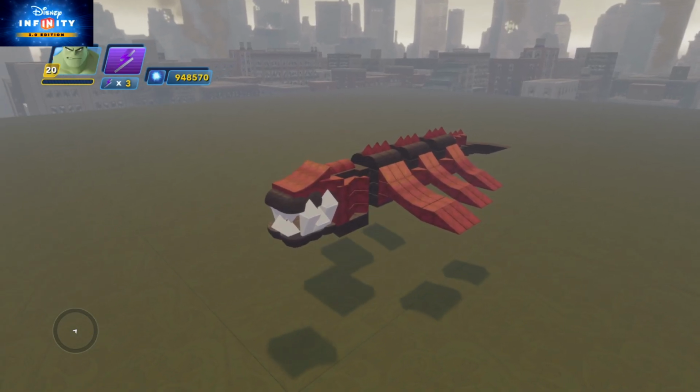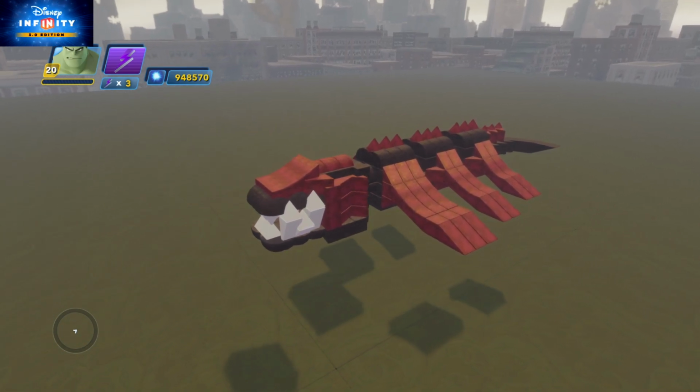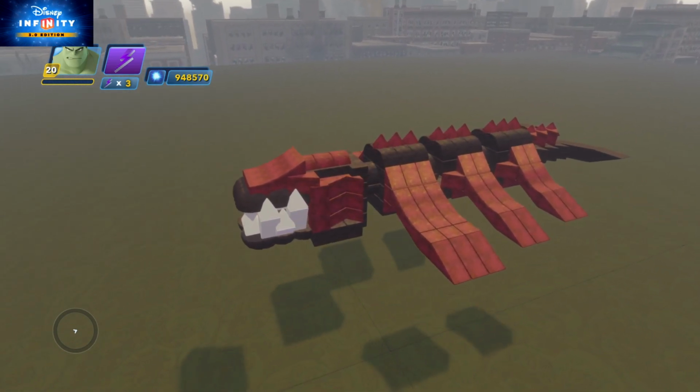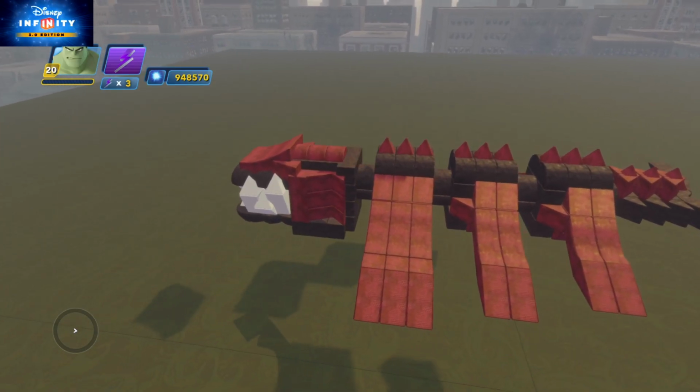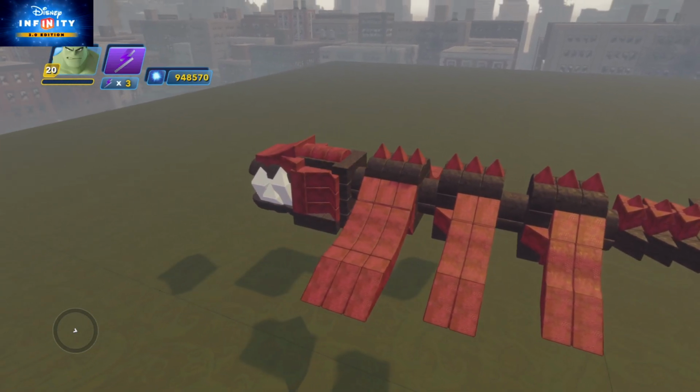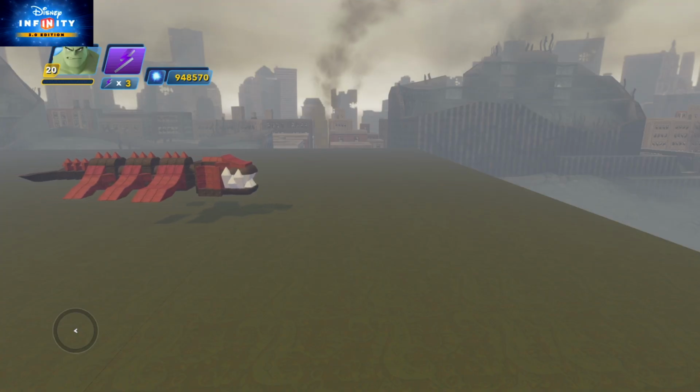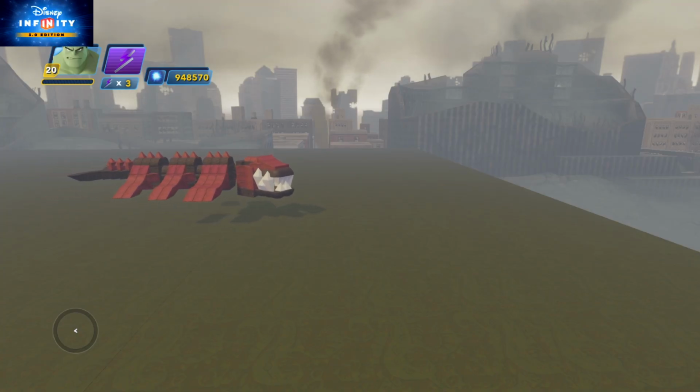Right, so there you go, guys. That is my Leviathan. Let me know in the comments below what you think of it. Did you like the layout, the design of it? I've got a few ideas to modify this a little bit further, so you may see a Leviathan version 2 maybe for Halloween.